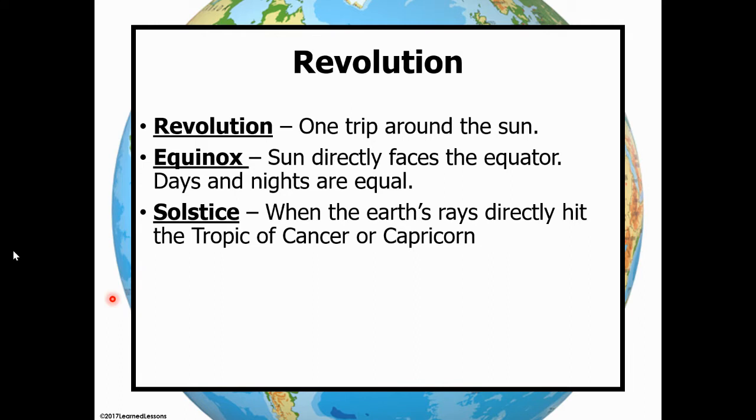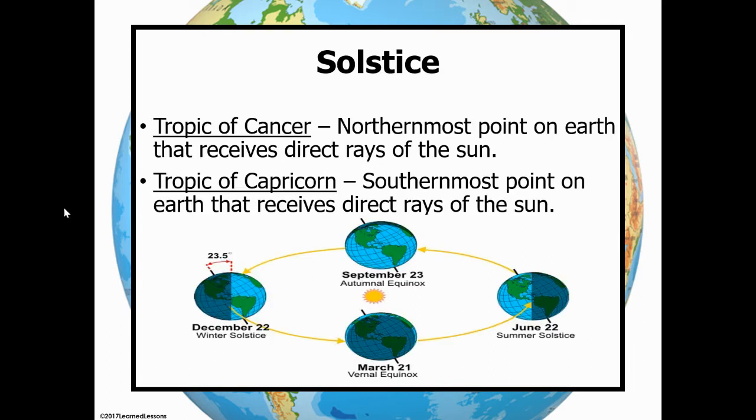Now I have a picture on the other side. So the Tropic of Cancer is going to be the northernmost point on Earth that receives direct rays of sun. Obviously, we are still getting sun up in the northern hemisphere, up in North America, up in Texas. Texas is above the Tropic of Cancer, okay? But above the Tropic of Cancer, the sun will never be directly overhead at noon, okay?